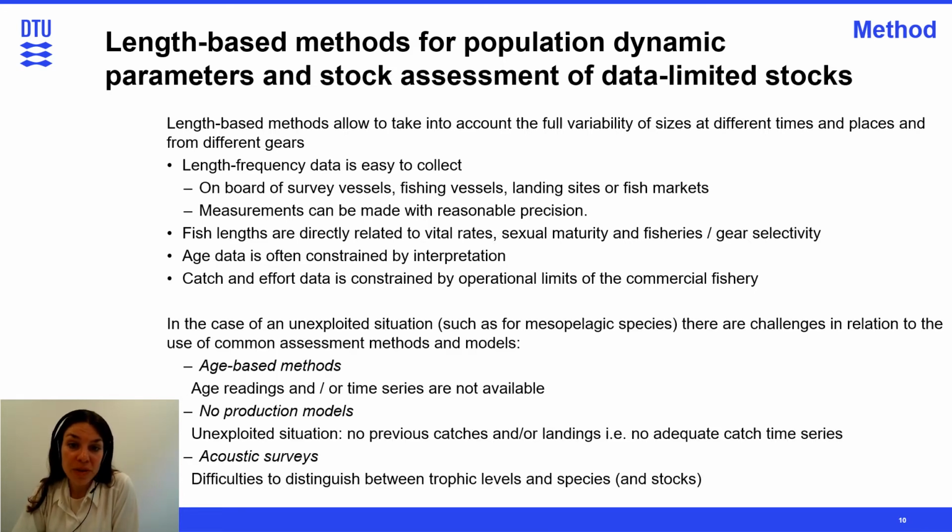In the case of an unexploited situation, such as for mesopelagic species, there are also challenges in relation to the use of common assessment methods and models. Age-based models can't be used as there is no or very limited time series of age readings available. There is no catch data available to be used in production models, and also abundance estimates from acoustic surveys in the mesopelagic zone are still challenged by the distinction between trophic levels, species, and stocks in this densely populated layer. Length data, however, are routinely measured during surveys targeting also other species and therefore provide a suitable alternative.